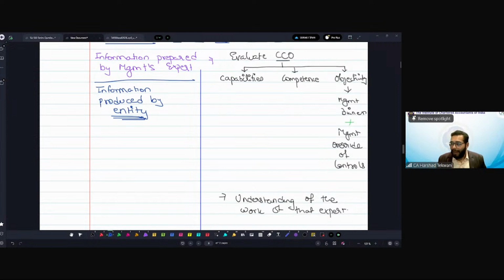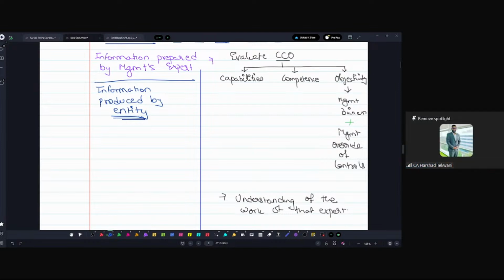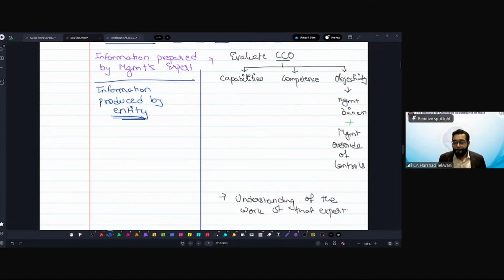Now, when I talk about information which is produced by the entity, can I rely on that information, or do I need to perform some procedures? I have to perform some procedures like appropriateness of data, as we have already discussed. We will also check the source data, from where they have taken the parameters they are applying. Yes, absolutely correct.